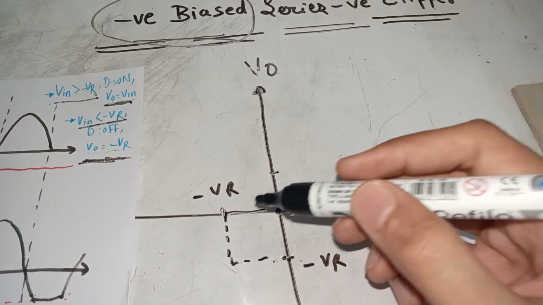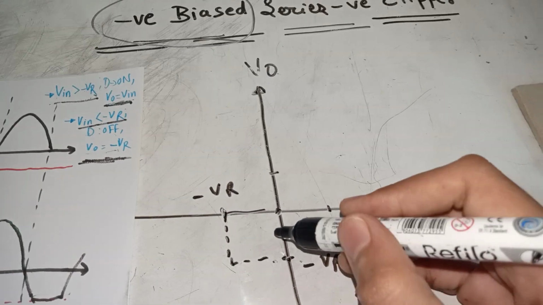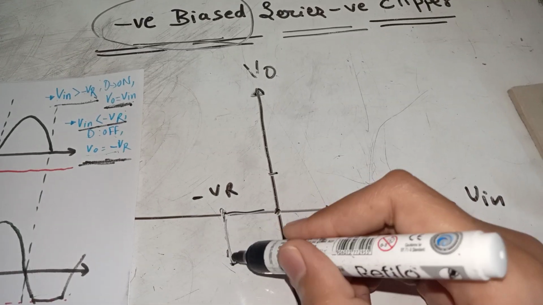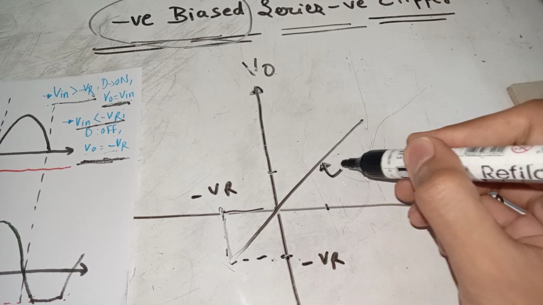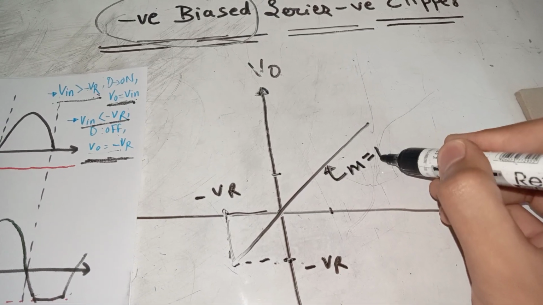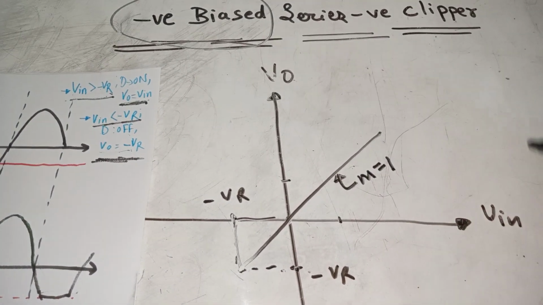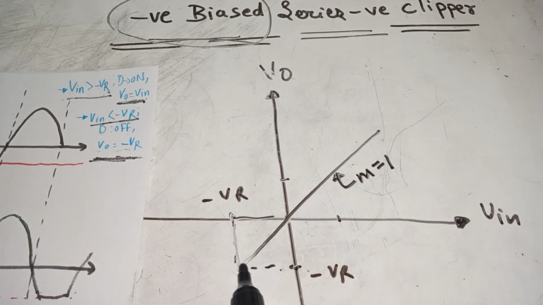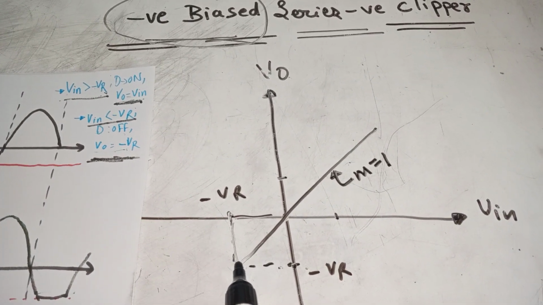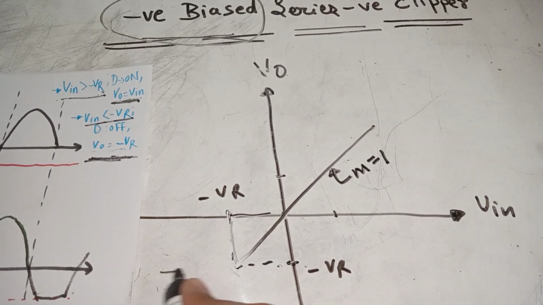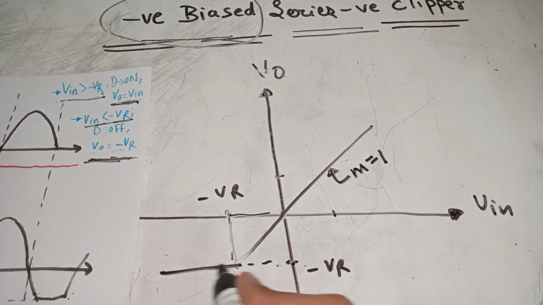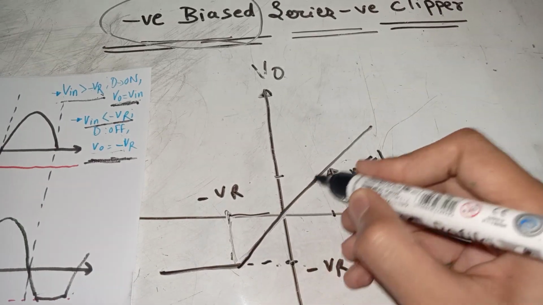So when V in is greater than minus VR, the output will be equal to the input. So this is a linear line passing through the origin with the slope m equals 1. Now when V in is less than minus VR, V0 will be equal to minus VR. So guys, this will be our transfer characteristics.